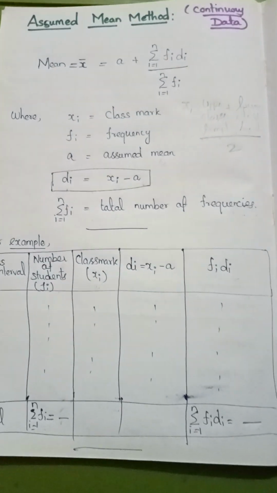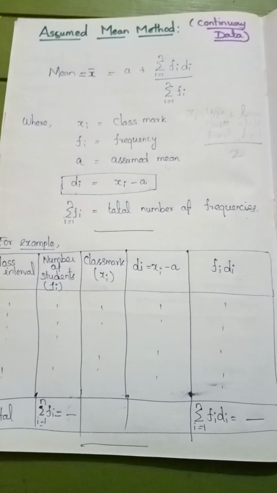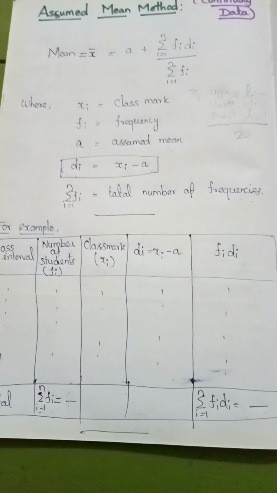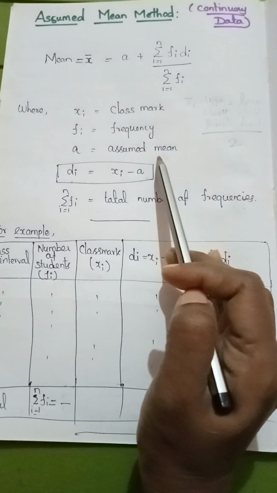So substitute these values in the formula, you will get the mean value x bar. So this is the assumed mean method. Assumed mean method only for continuous data. Here small letter a is the assumed mean.